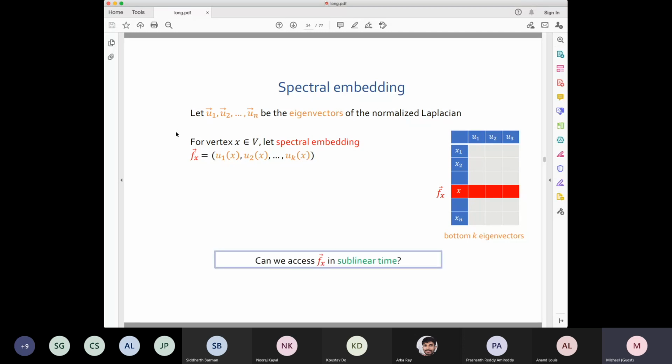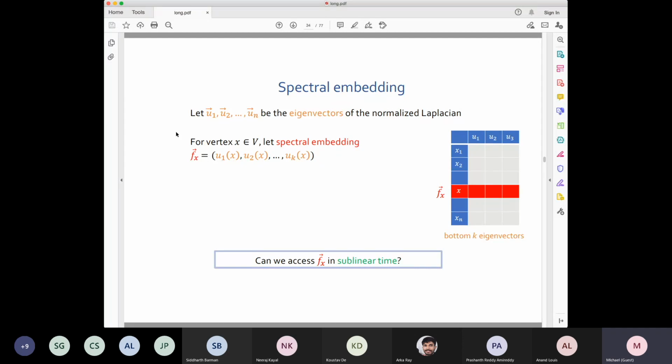The main question that we would like to ask is whether we can somehow access this spectral embedding in sublinear time. Basically, we want to avoid computing an SVD, or really an eigendecomposition of the Laplacian of the graph. We want to access this embedding in time much less than n, without even looking at the entire graph. All right, so this question, as stated, is actually a little bit ill-defined.